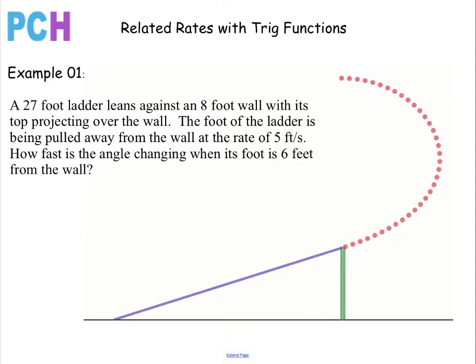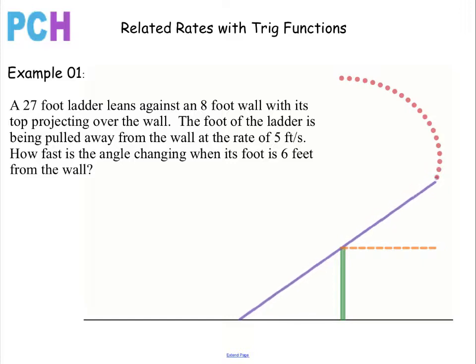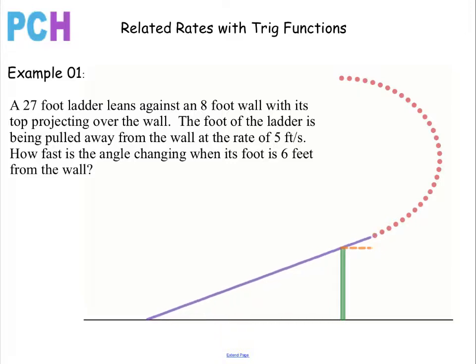Example 1. A 27-foot ladder leans against an 8-foot wall with its top projecting over the wall. The foot of the ladder is being pulled away from the wall at the rate of 5 feet per second. How fast is the angle changing when the foot of the ladder is 6 feet from the wall?